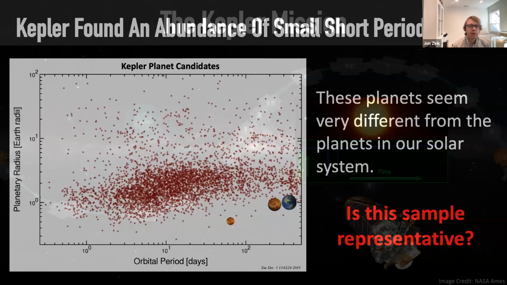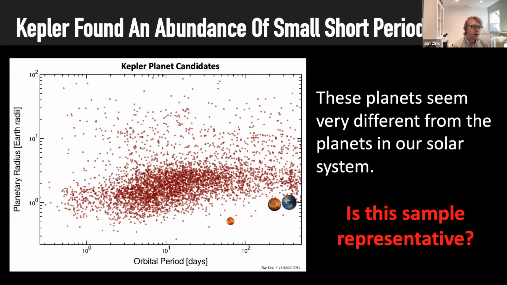The Kepler mission really found an abundant number of short period planets. So in this plot I'm showing here, we have planetary radius along the y-axis and orbital period along the x-axis. All these red dots are just planet candidates found by Kepler. And I also put the solar system planets here for reference. Mercury, Venus, Earth, you can see that.